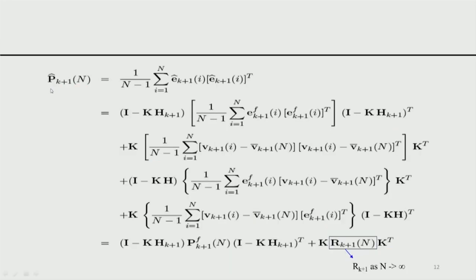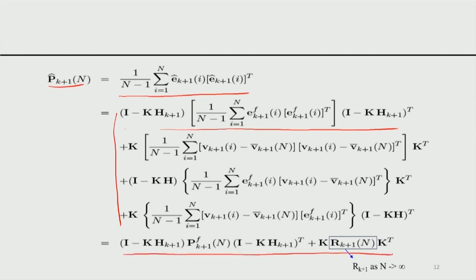Therefore, I am now going to compute the analysis covariance. The analysis covariance is given by this. I am now substituting the expressions for the analysis error for the ith ensemble member, which is then given by these expressions, which when simplified will become this. So in this case, I want you to remember R_{k+1}^N is the estimate of the analysis covariance. As N goes to infinity, that tends to R_{k+1}. So the other quantities follow readily from these expressions.